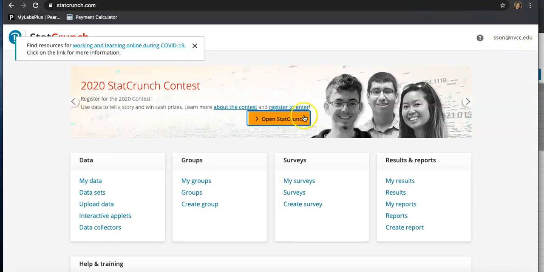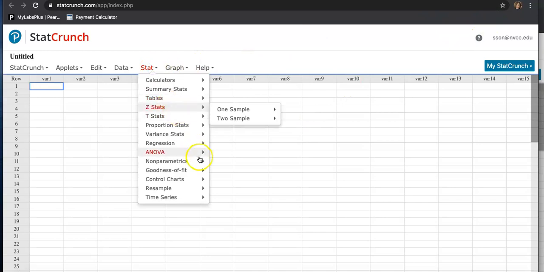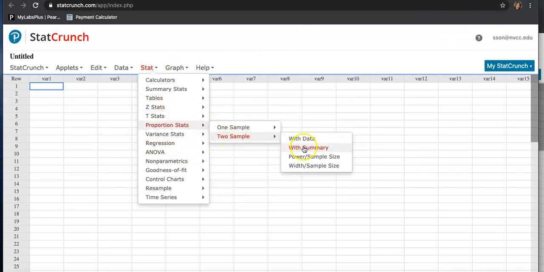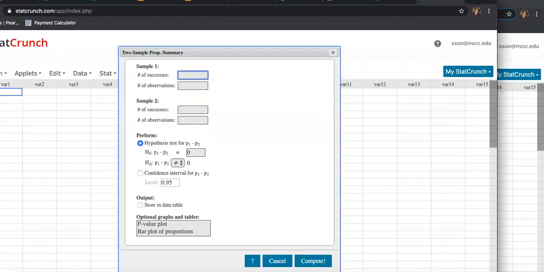So open up StatCrunch. It is helpful to watch. Go to Proportion Stat, two sample, and with summary. Now let's go ahead and figure out these numbers, okay?